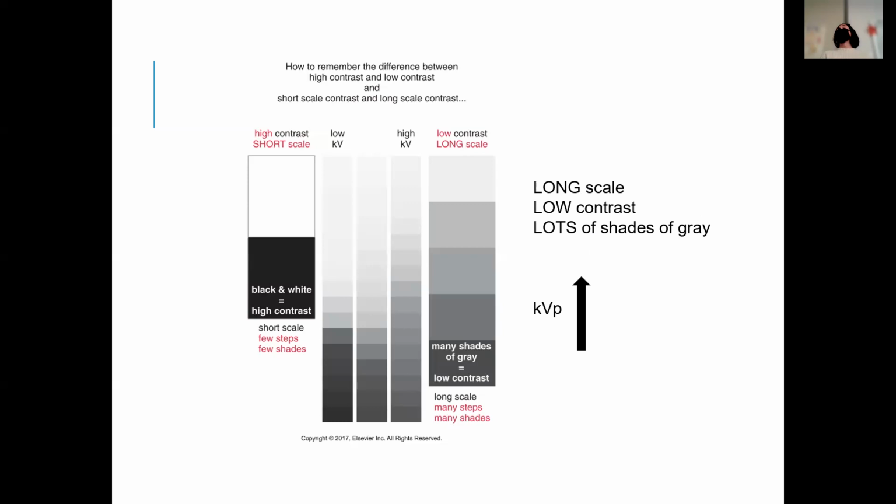You've got to tell yourself a story about it. High KVP, long scale, low contrast, lots of shades of gray. Low KVP, SSS, like maybe find a way to tell yourself a little mental story about how it works out.